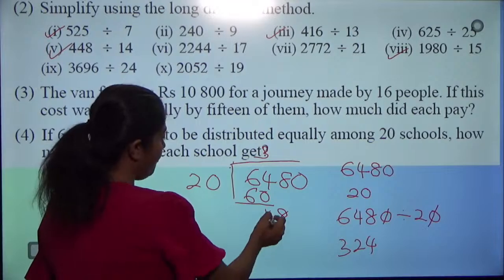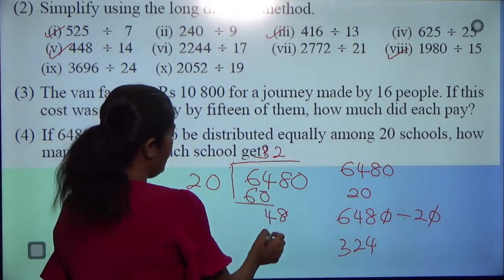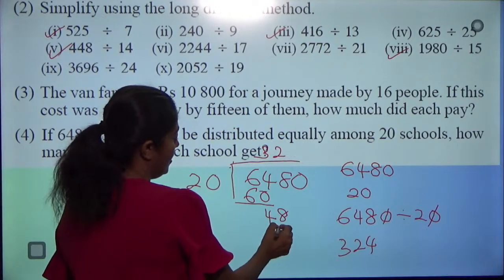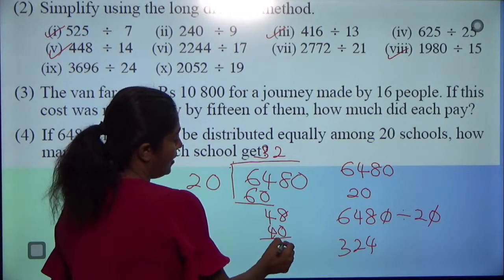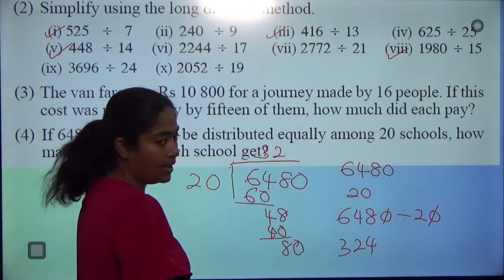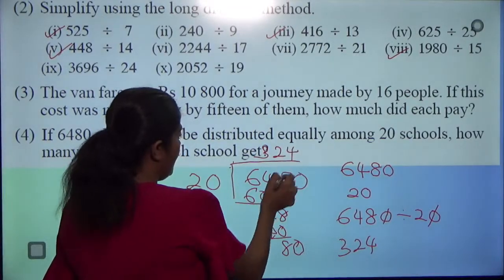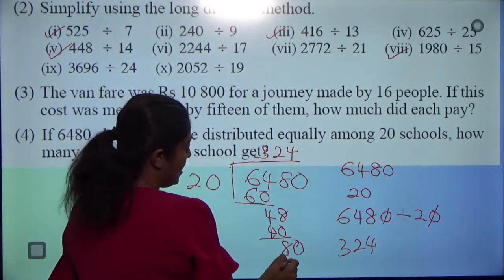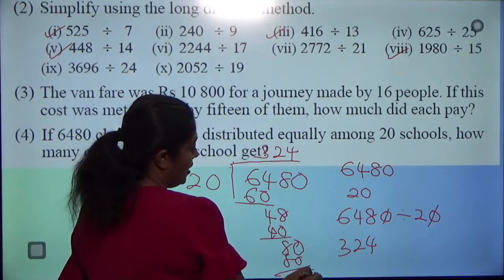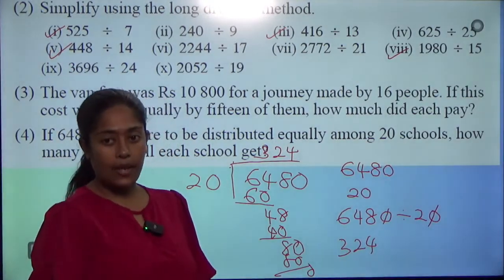48. For 48, how many 20s? 2. Then 40. When you subtract, remaining 8. Then you have to get this 0 all together. 80. For 80, there are 4 20s, then 80. Remaining 0. 324. Both methods are okay.